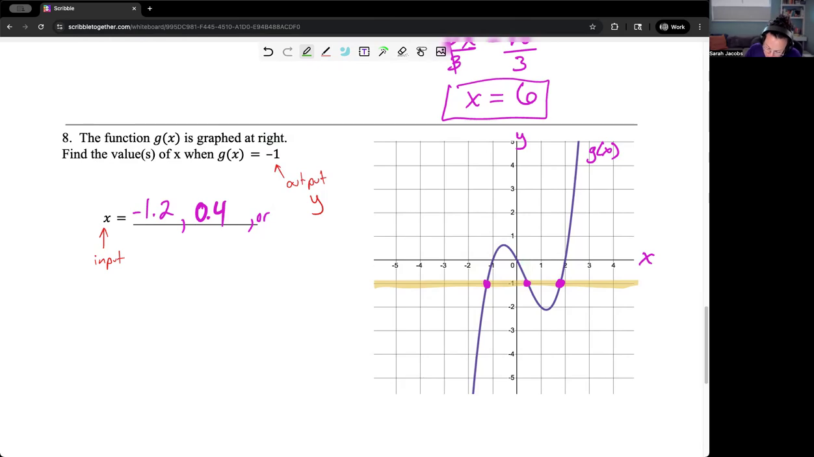And then last but not least, right here, it's almost all the way to 2 on the x-axis, but not quite. So I'm going to call that 1.8. And there's my 3 values, right? This horizontal line crossed the blue graph 3 times. So I found the x values for each of those intersections, and those are my possible x values, my possible inputs that produce an output of -1.